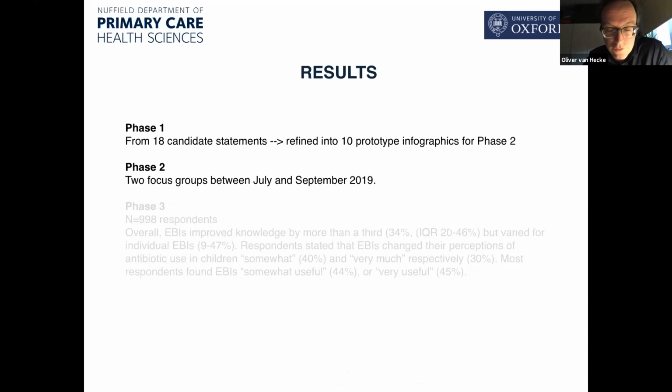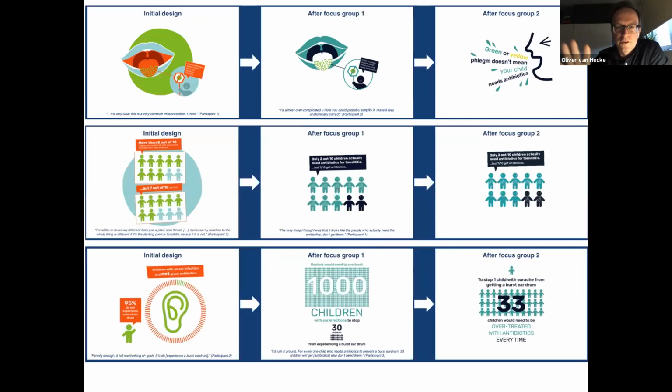So now on to results. In phase 1, we identified 18 potential statements, and we whittled this down to around 10 prototype infographics, which we could use in phase 2. The focus groups, as I mentioned, occurred between July and September last year. This is a very busy slide, but you can see some examples of what parents were thinking as they went through the different stages.